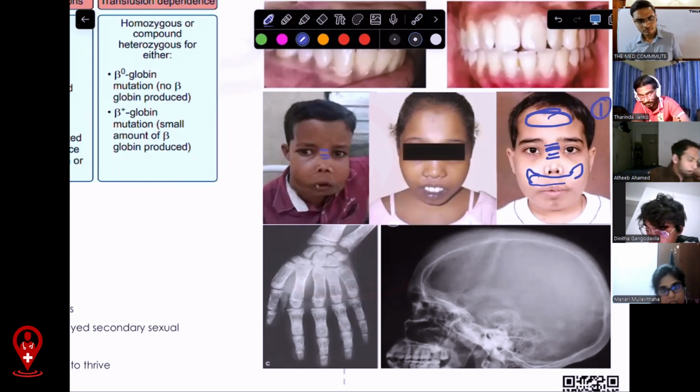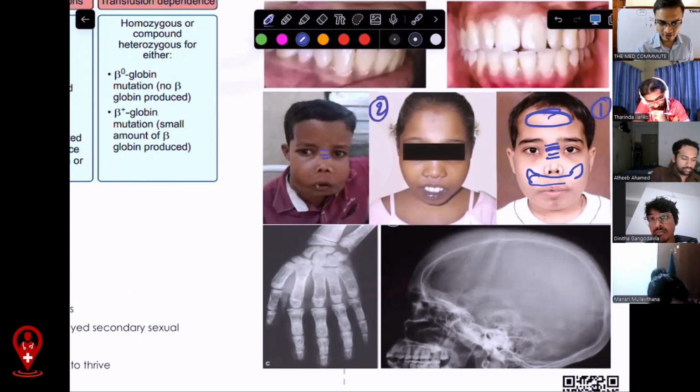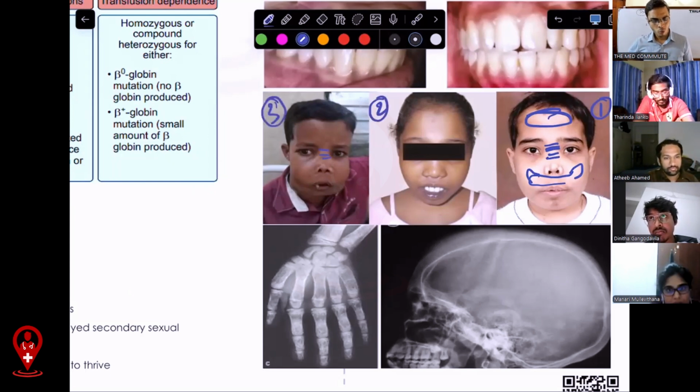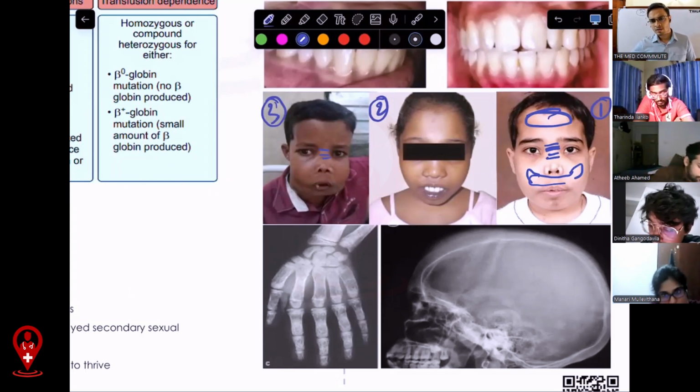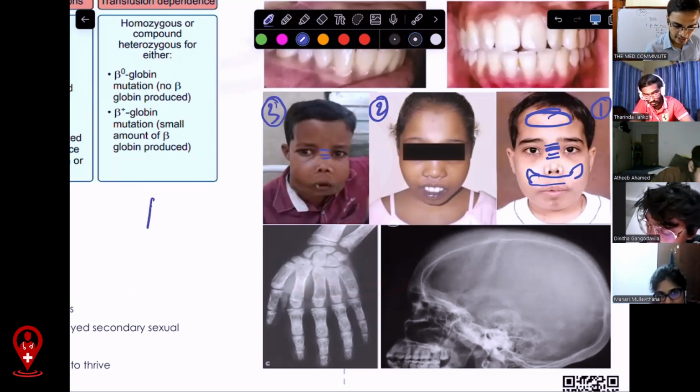Anything else? Now look at the other pictures also. Anything that you all can see in 2 and 3? Malocclusion of teeth. What do we mean by malocclusion of teeth, guys? You all know, when we close our mouths, usually if I draw a side view, something like this.